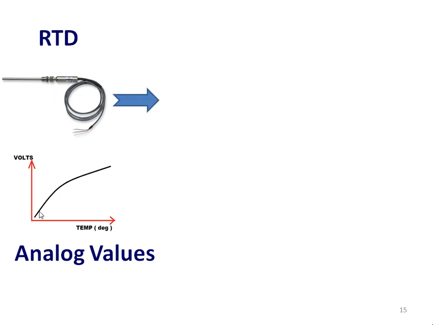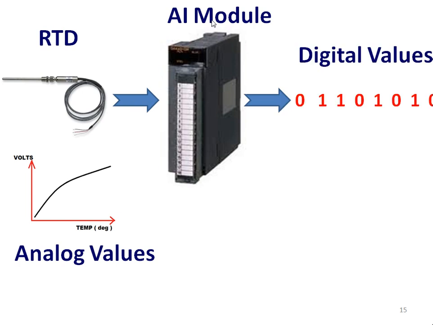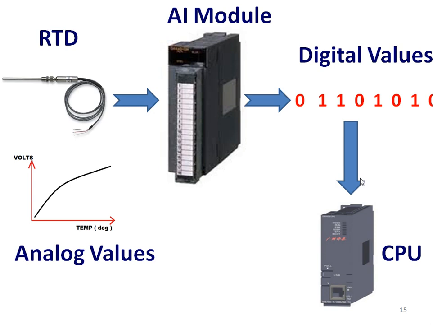So your RTD produces a time varying signal, which may be voltage or current, that is given to the translator or converter, the analog input module. Why is it called an analog input module? Because it accepts the analog input. That's why it is an analog input module. The input signal is analog. So it converts that analog signal into the equivalent digital values. These digital values are given to the CPU.